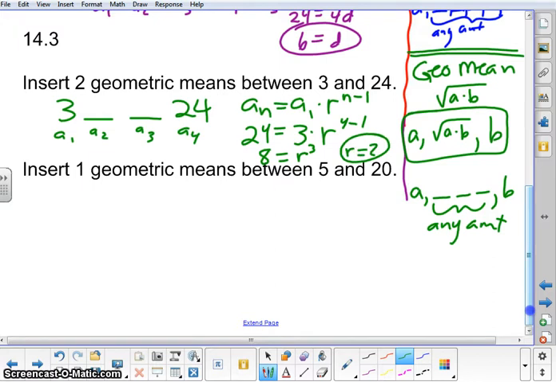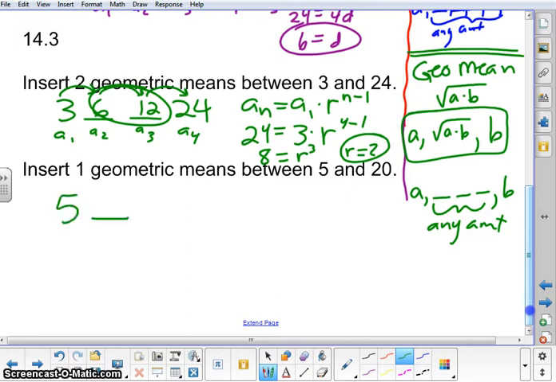So if r equals 2, now I'm going to multiply. So 3 times 2 is 6, 6 times 2 is 12, 12 times 2 is 24. So I've got my 2 geometric means, which is what I was looking for. Okay, go ahead and push pause and try the next one.